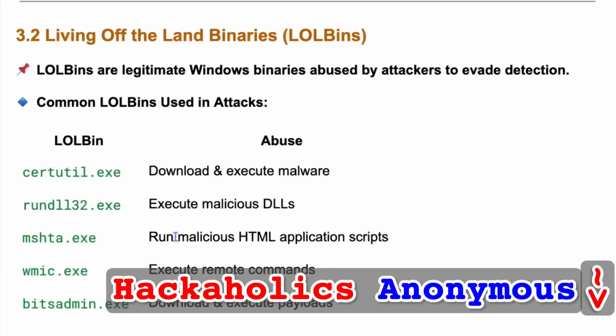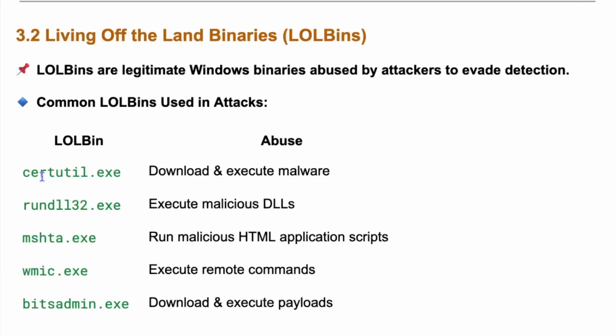Or do the attack that we want to do. So in this case, we would be using certutil.exe, which is used to download files, so you can just use it to download and execute malware. Rundll32 executes dynamic link libraries, but it can be used to execute malicious DLLs. Then I always call this MISHTA, but it's basically mshta.exe, which runs HTML application scripts, and so you can use it to run malicious HTML application scripts.